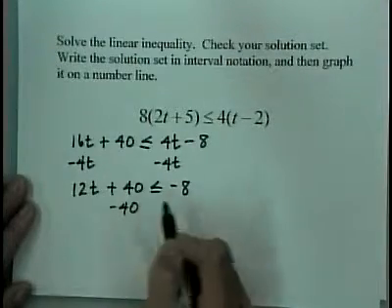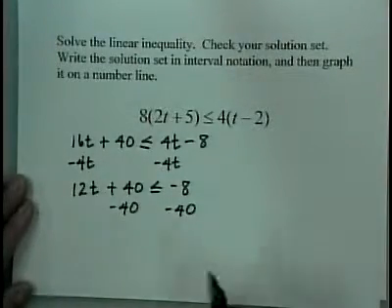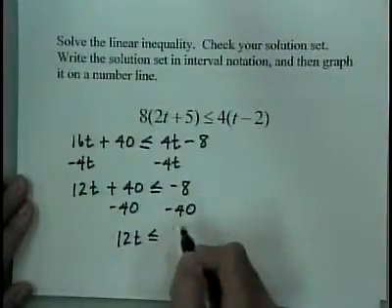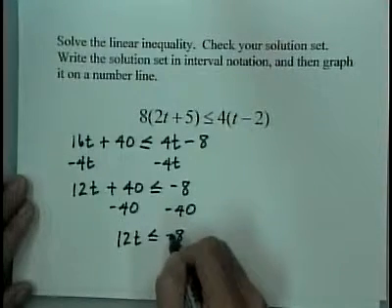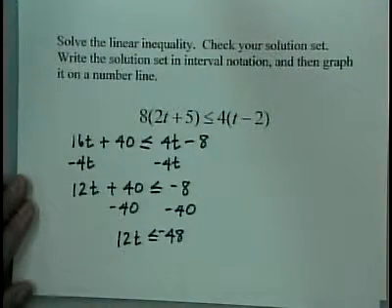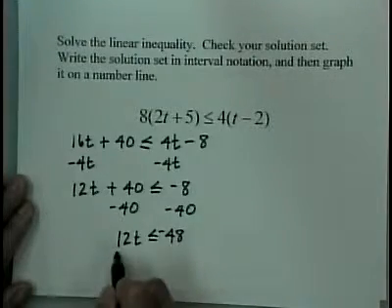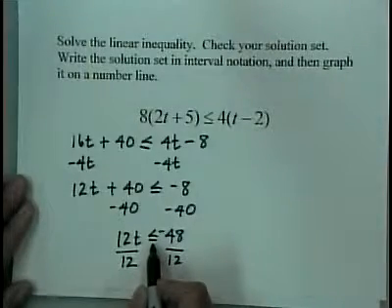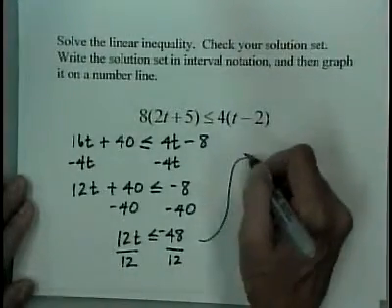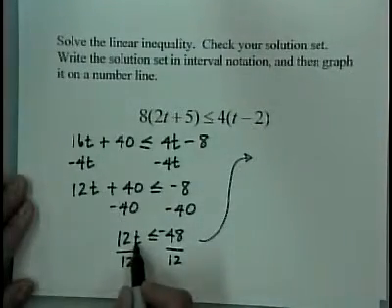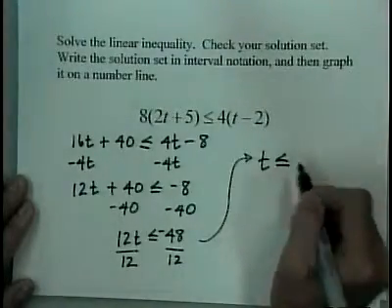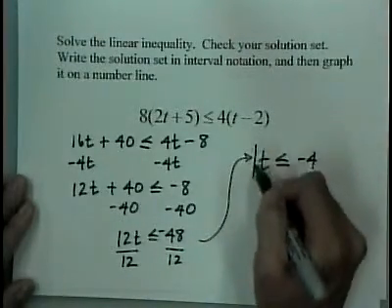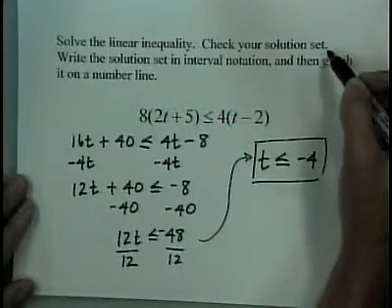Now I'm going to subtract 40 from each side of the inequality. That'll leave me with 12t on the left-hand side and -48 on the right-hand side. As a final step, I'm going to divide by positive 12. I'm dividing by a positive number so I don't change the direction of the inequality. And I get the solution set t is less than or equal to -48 divided by 12, which is -4. So there's our solution set. Now we're going to check it.